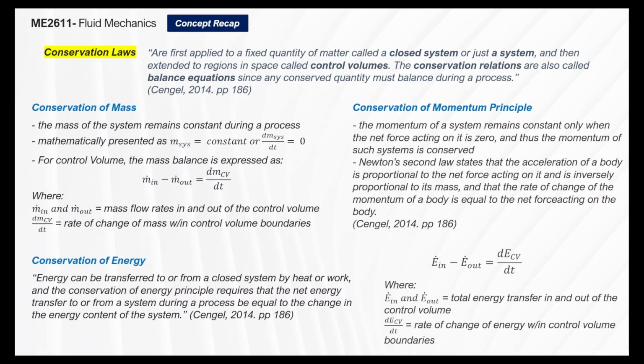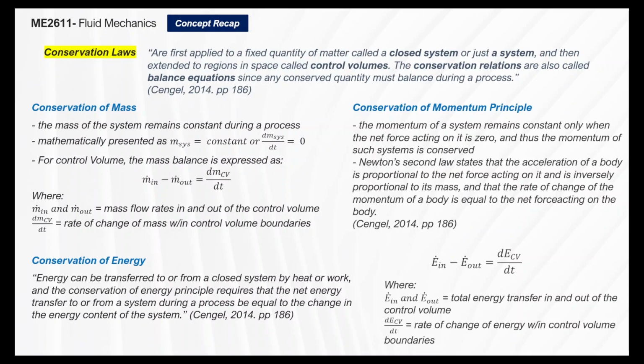So conservation laws first. Let's do a concept recap. Conservation laws, according to Cengel, are first applied to a fixed quantity of matter called a closed system, or just a system, and then are extended to regions in space called control volumes. If you are familiar with systems and control volumes, it is related to our previous lecture on fluid kinematics, on conversions of system analysis to control volume analysis. We'll be doing that a lot here, especially under Bernoulli's equation.